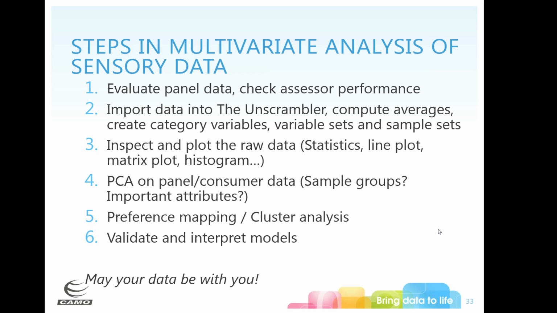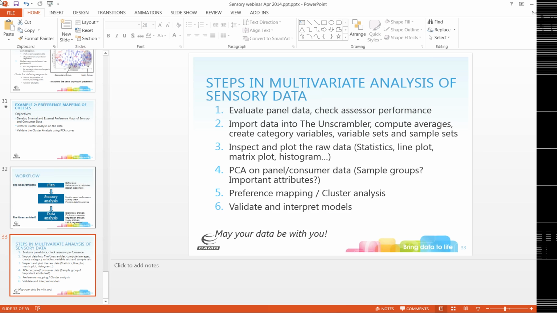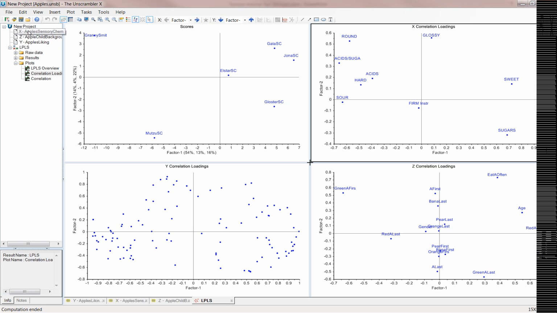So again, the steps in your multivariate analysis: you want to evaluate your panel data and check your assessor performance. You import your data into The Unscrambler and work on any averages, category variables you need, variable sets and sample sets. You inspect and plot your raw data. You might do some statistics to look at the variations in your data. I will show you that here again.